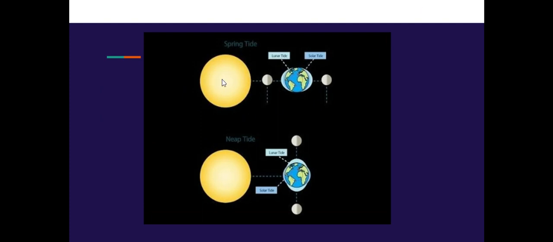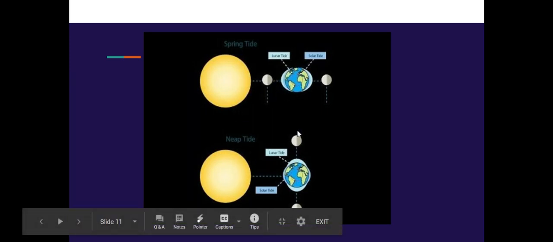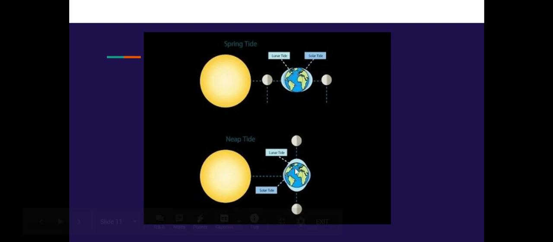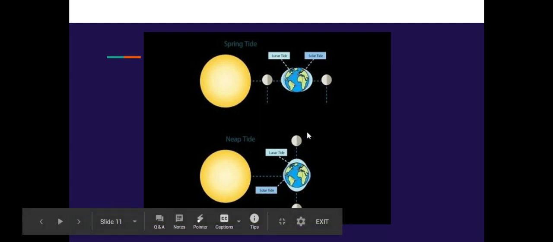So here we have a picture of a spring tide. Spring tide is sun, moon, earth, and they've got to be lined up because remember the sun's pulling too. So we have extra pull, so those tides are going to be extra high. Neap tide, it forms a right angle. So right now, some of the water is being pulled towards the sun, some of the water is being pulled towards the moon. Kind of confused. So the tides are not that high.